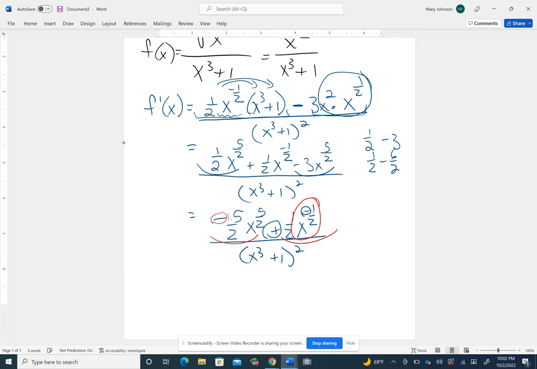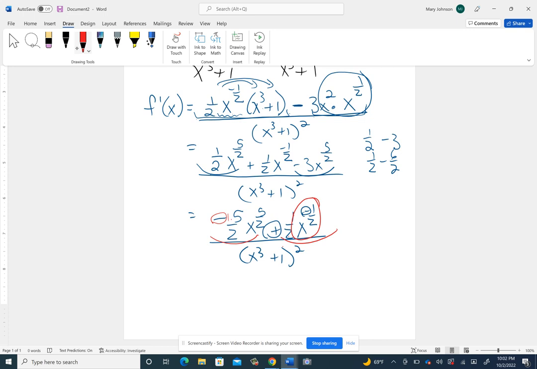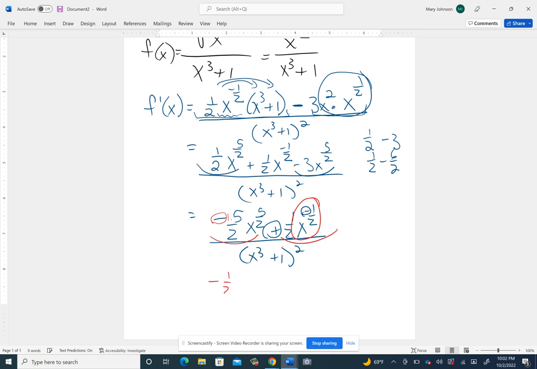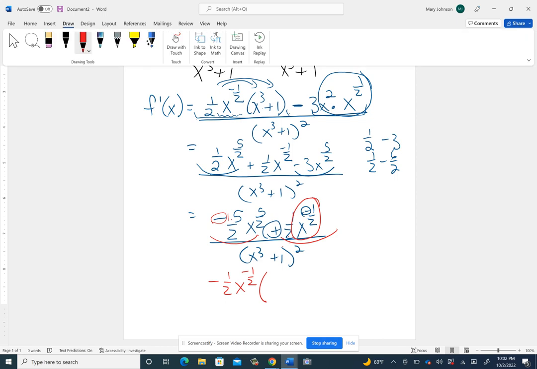I'm going to factor out a negative 1/2 as well. You could wait and do that later, but I think you can handle it. I'm going to pull a negative 1/2 x to the negative 1/2 out. Really I only need to pull out the x to the negative 1/2, but I noticed the denominator was 2, so I thought I would pull that out while I was at it.